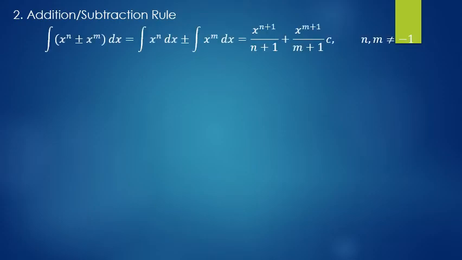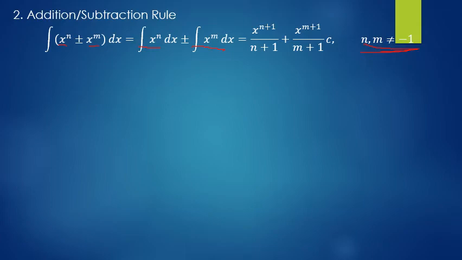So if you have two or more powers of x here, you can actually just separate them into these two. So you can get the integral of x to the n dx, and then plus or minus the integral of x to the m dx. So again, our n and m here cannot be -1.